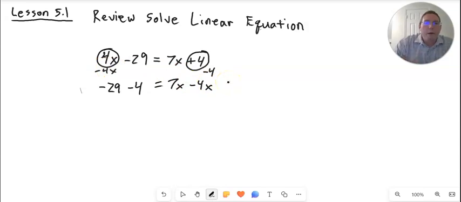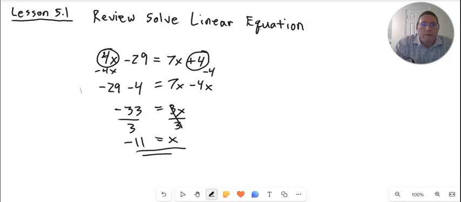And so now, this 7x minus 4x is 3x, okay? Negative 29 minus 4 is negative 33, okay? You can check that in the calculator if you want. Now we're going to divide by 3, cancel the 3, and all we have left is x equals negative 33 divided by 3, which is negative 11, and that is our answer.